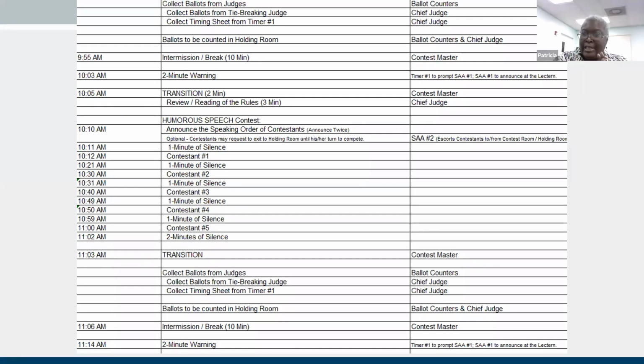And so it gives the judges time to make their notation. And after that is done, there's the minute of silence. And after the minute of silence, the first contestant will be introduced. And after each contestant would have been through speaking, there is the 2 minutes of silence.